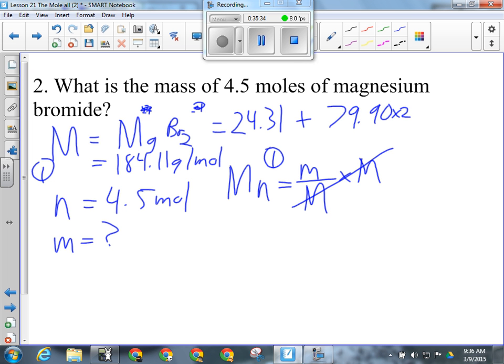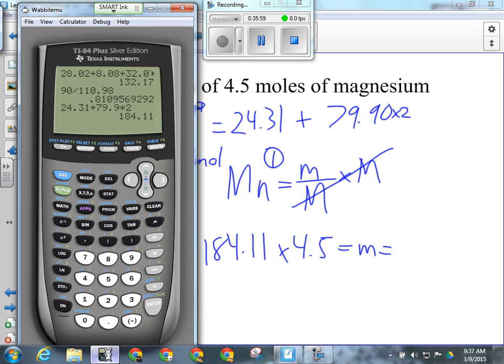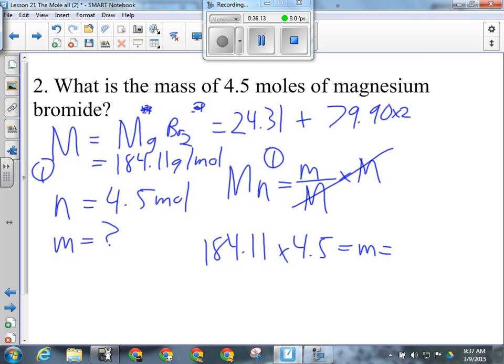You're going to get a mark for now plugging the numbers into the right place. Big M was 184.11. N was 4.5. And that equals little m. And that kind of makes sense. If this is the mass of 1 mole, and I have 4.5 of them, multiplying would give me the total mass. Agreed? So we're going to get 828.495 grams.